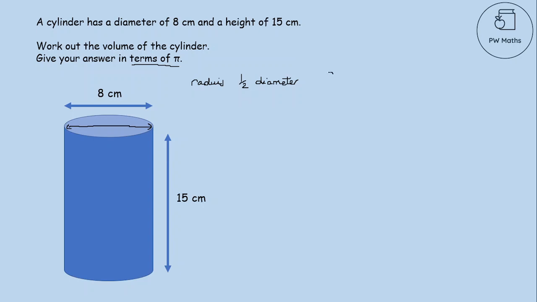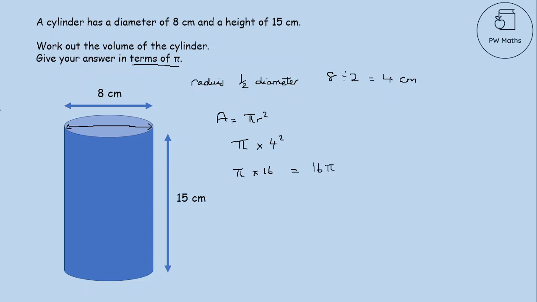We need to know that radius is exactly half diameter. So we can take our diameter and divide it by 2, or halve it, and our radius is going to be 4 centimetres. Putting that into our formula, first we find the area of the circle, so area is pi r squared. So pi times our radius, 4, squared. 4 times 4 is 16, so pi times 16, which I'm going to rewrite as 16 pi.